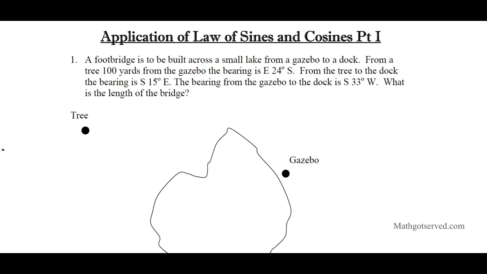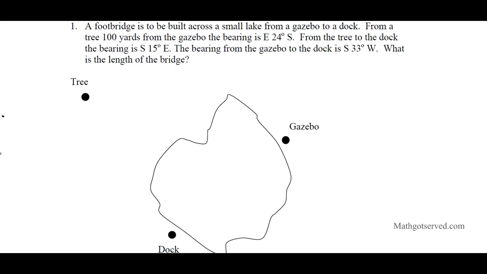In question one, it reads as follows: a footbridge is to be built across a small lake from a gazebo to a dock. So we're going to be building a bridge across this area right here, from a gazebo to the dock. Let's indicate the bridge. From here to here is basically your bridge, a bridge that's going to be constructed. And this region right here is your lake.